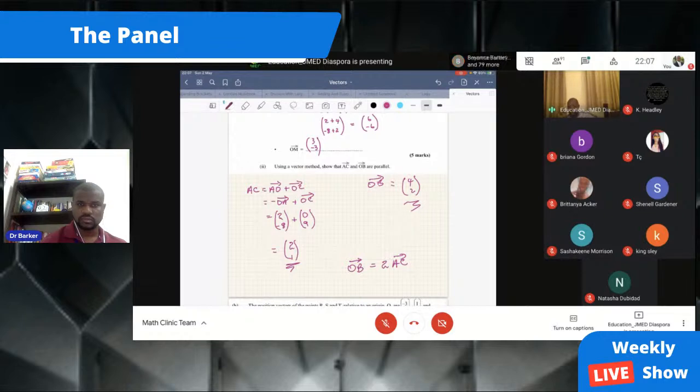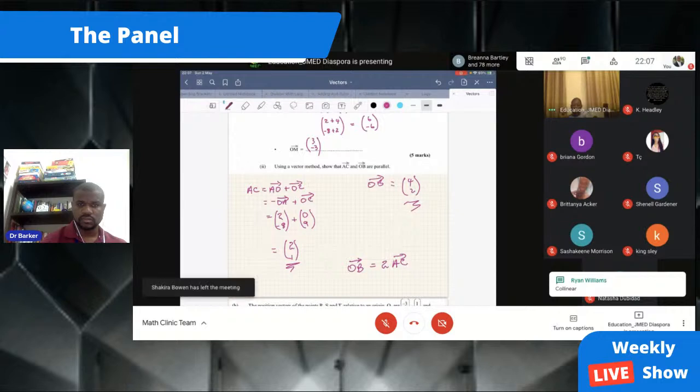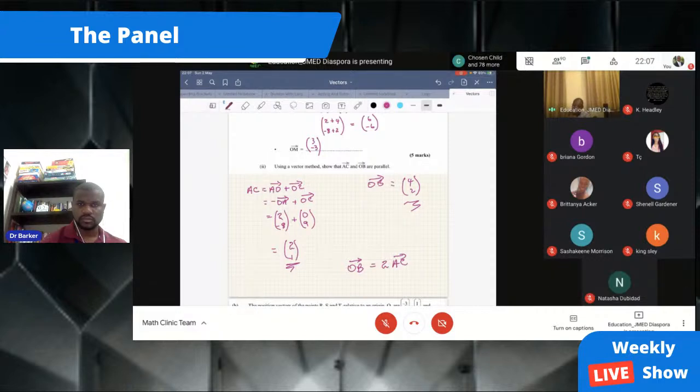We could also use a line segment and we could use gradient. We can look at gradient, but we're not going to look at that at this moment.